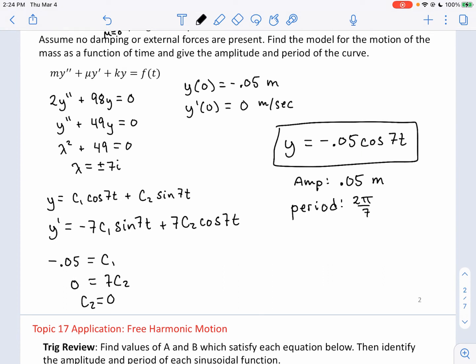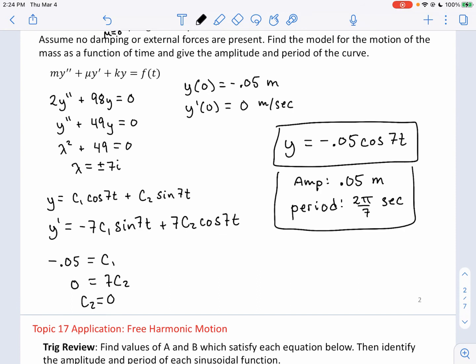And keep in mind that the period is a horizontal length, and the horizontal axis here is time, so this would be in seconds. It's saying that every 2 pi sevenths seconds, the mass should be where it was before and repeat the harmonic motion. And the amplitude is going to stay 0.05. It will not change because there was no damping. Now, I've gone ahead already. Let me go ahead and circle these as part of my answer.